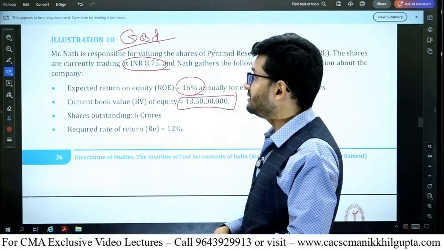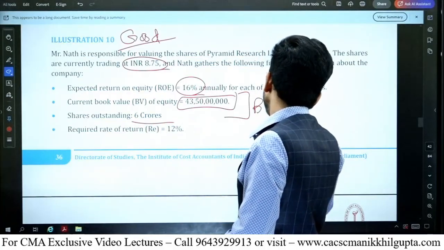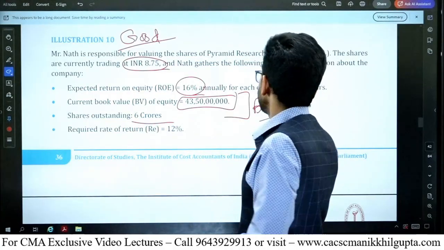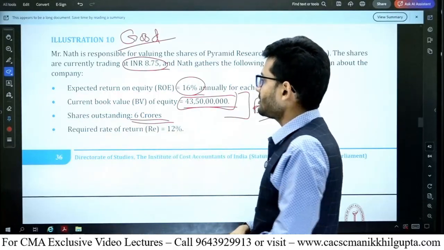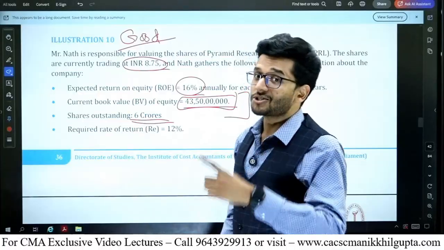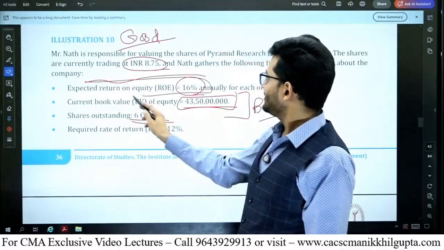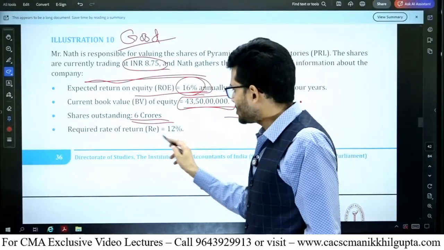Using this book value, we can calculate the book value per share also, because the number of shares is also given. So I want to calculate the book value per share. I'm just going to divide the equity value by the number of shares, and I'll get the book value per share, and that is required. Required rate of return, the cost of equity, is 12%, while the expected return on equity is 16%.